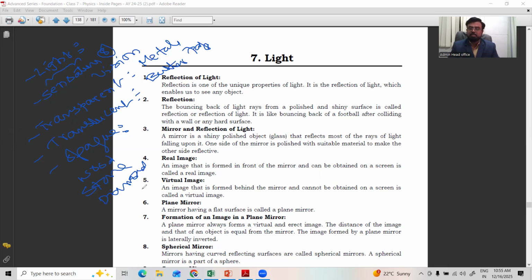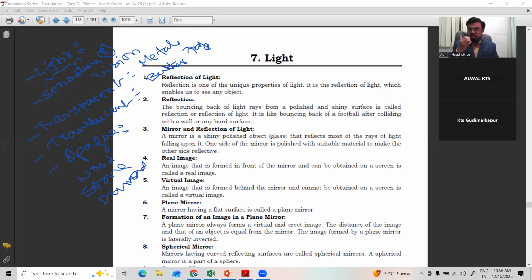Transparent, translucent and opaque together are called optical mediums. What are they called? Optical mediums. So light is a form of energy which makes the object visible for us by creating the sensation of vision. Already you learned this in the 6th class, so the introduction is not given here.